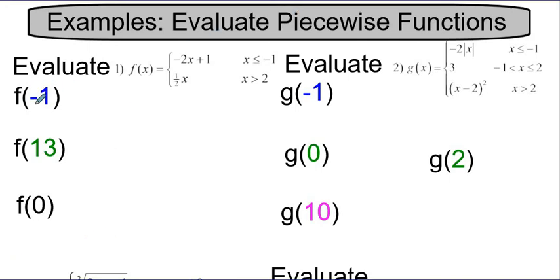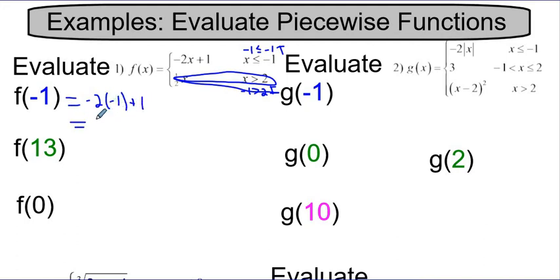And the way you would do that is you would take -1 and you would plug it into the domain first and see if it's valid. So if I take -1, is -1 less than or equal to -1, or is -1 a greater number than 2? So it's true here, and it's false here. So you would not do this problem, and you would only do that portion. So you would have -2 times -1 plus 1, and then you would just evaluate that using GEMDAS. So you would have 2 plus 1, or 3.